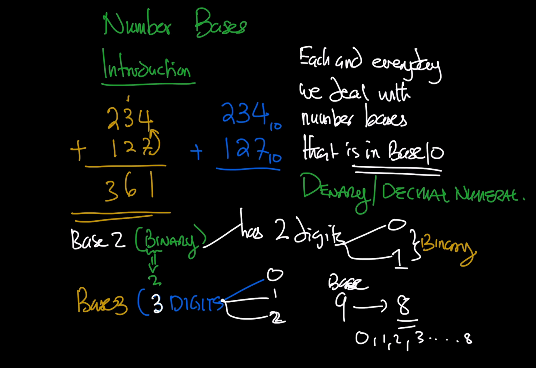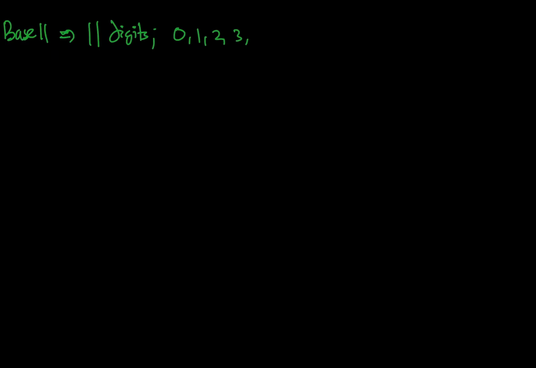Now, if we also look at, let's say, base 11. If something is in base 11, it has 11 digits. And if it has 11 digits, it means it's going to be from 0, 1, 2, 3, all the way to 10. But we're going to use T to represent the 10, okay?